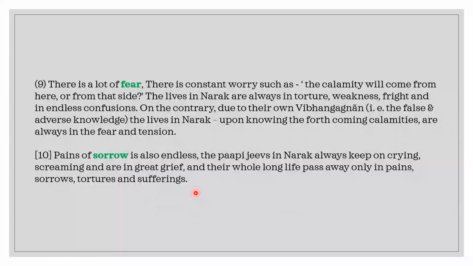Then the ninth pain is the pain of fear. The pain of fear is very, very big. Because of their avadhignan, or what we call vibhangnan, they are able to see the upcoming torture or calamity. So they know that some Parmadhamis are coming their way and how they are going to torture them. Because of that constant vibhangnan, they are in constant fear, and they spend their whole life in fear and tension. And the 10th pain is the pain of sorrow. The Jeeves of Narki are constantly crying, constantly screaming, and always in grief. And they spend their entire long lifetime in sorrow.